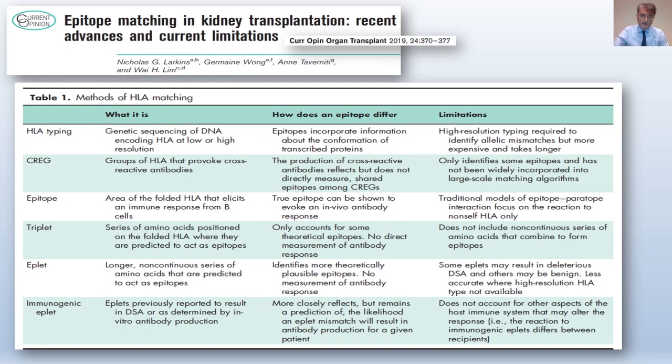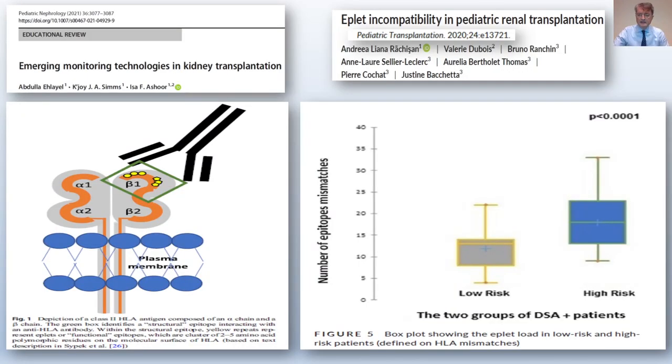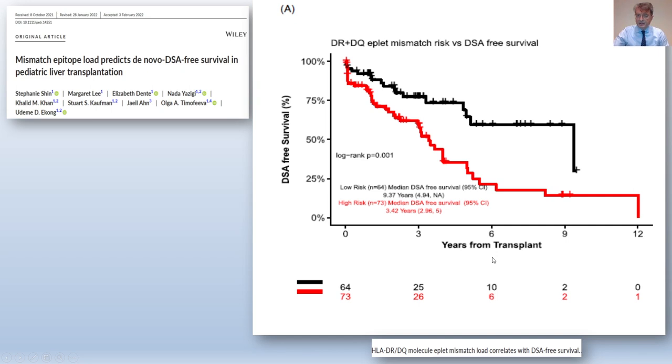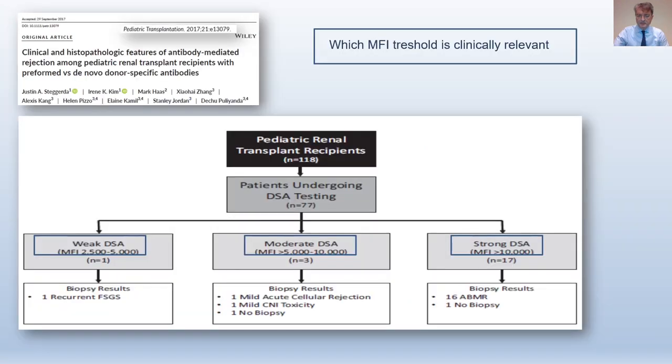The current methodology of matching is more detailed than it was a couple of decades ago. Now we type not only antigens, but also epitopes, triplets, and applets, and apparently mismatch in applets brings a high risk of production of DSAs. This is the case for some of them, especially the DQ molecule, and the hazard ratio is significant. The same is true in liver, because mismatch in DR plus DQ applets is associated in liver patients also with higher production of donor-specific antibodies.